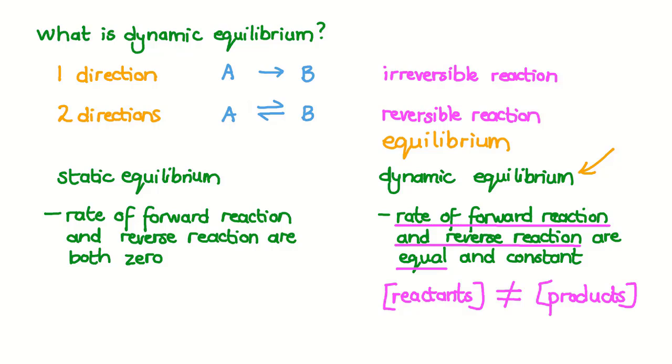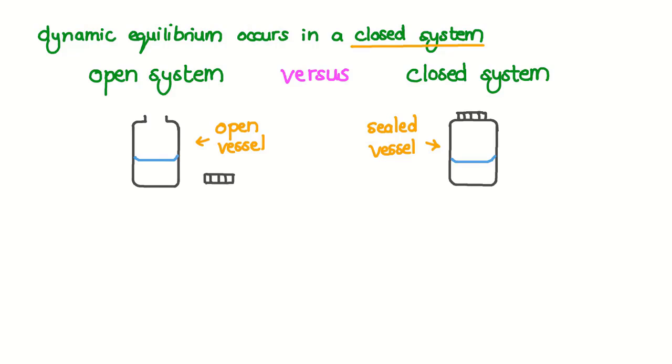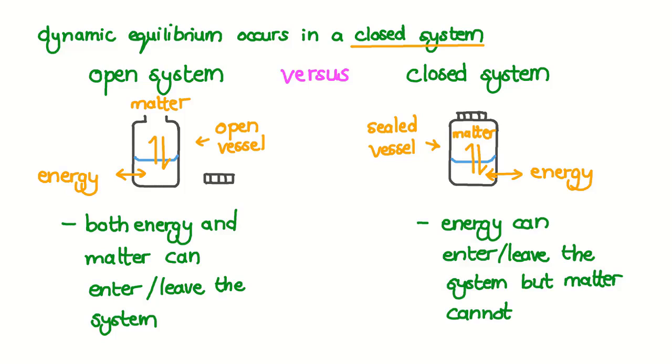Let's investigate in what kind of system a dynamic equilibrium occurs. Dynamic equilibrium can be reached in a closed system rather than an open system. What's the difference? The processes or reactions which occur in an open system occur in an open vessel, and in a closed system in a sealed or closed vessel. In an open system, both energy and matter can enter or leave the system. In a closed system, energy can enter or leave, but matter cannot.